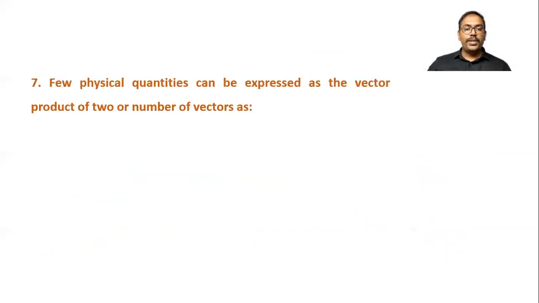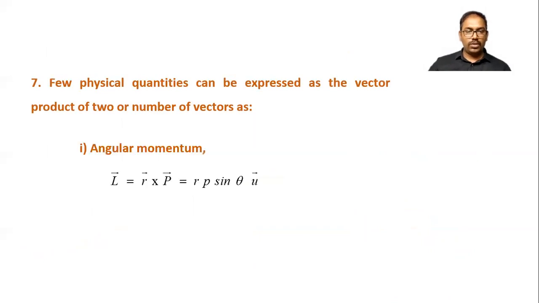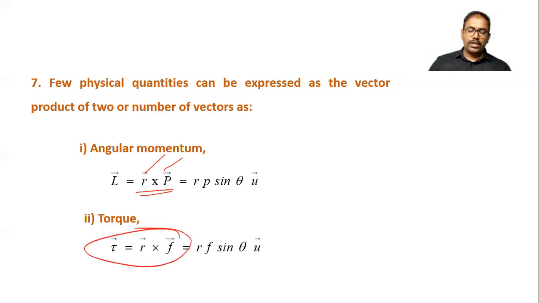Seventh one. A few physical quantities can be expressed as a vector product of two vectors. First one is angular momentum. Angular momentum is r bar cross p bar. A question may be asked to find out angular momentum, r bar is given, p bar is given, then you have to find this cross multiplication. In a similar manner, torque. What angular momentum and torque are, you have to learn in another chapter. But here you remember the formula of torque is r bar cross f bar. If r bar is given and f bar is given, you can solve the product and you will get your torque.